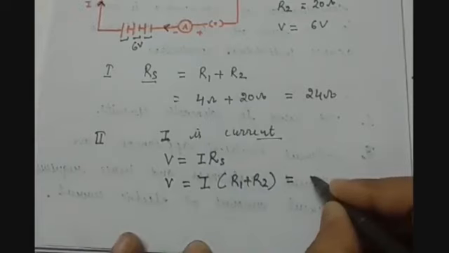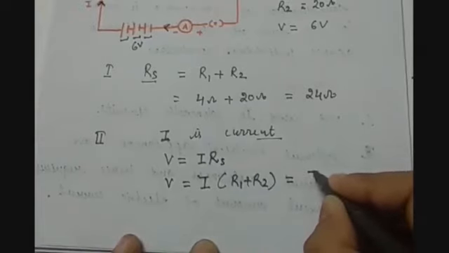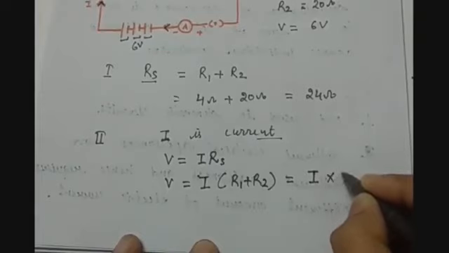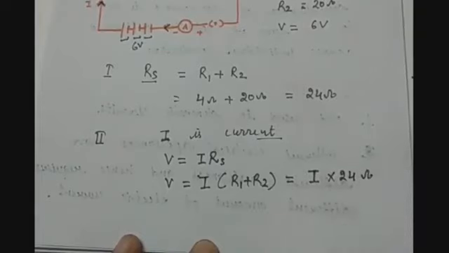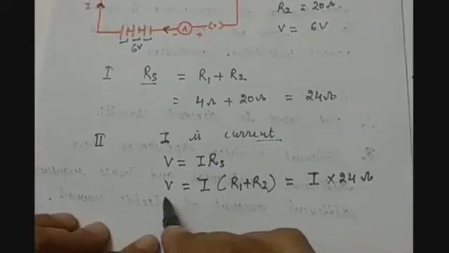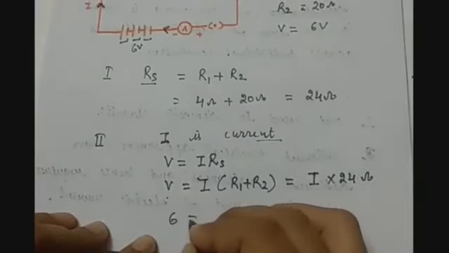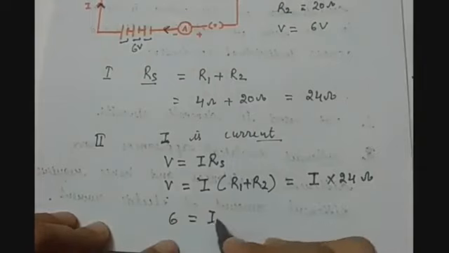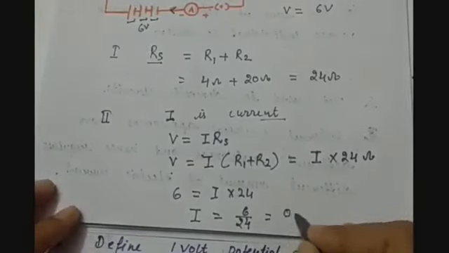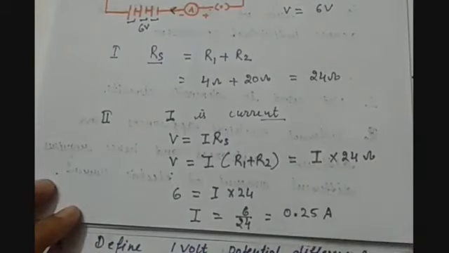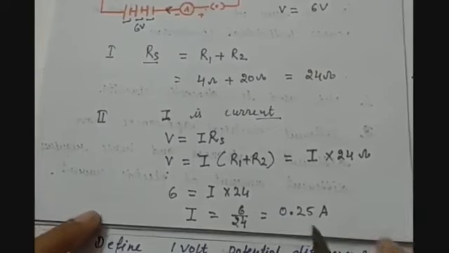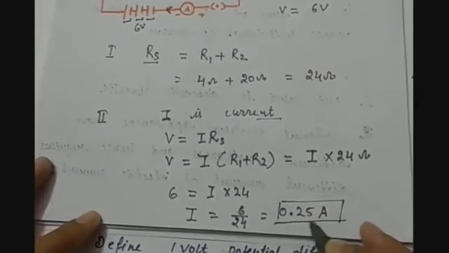So further, this will be I into 24 ohm. Then the value of V is given as 6 volts. That means 6 is equal to I into 24. If we have to calculate the value of I, that is current, that will be 6 upon 24. So that will be a value 0.25 ampere. You can calculate it. So the current flowing in the circuit is 0.25 ampere.